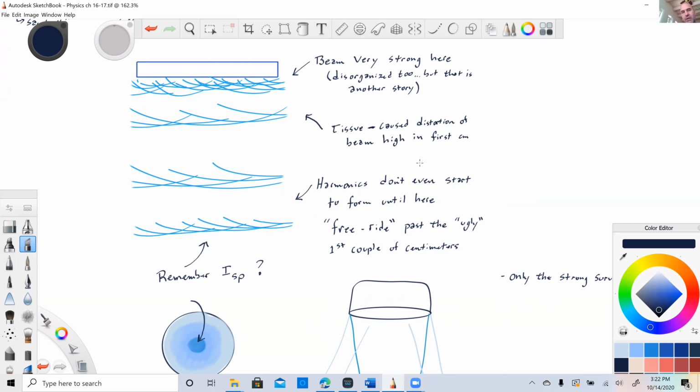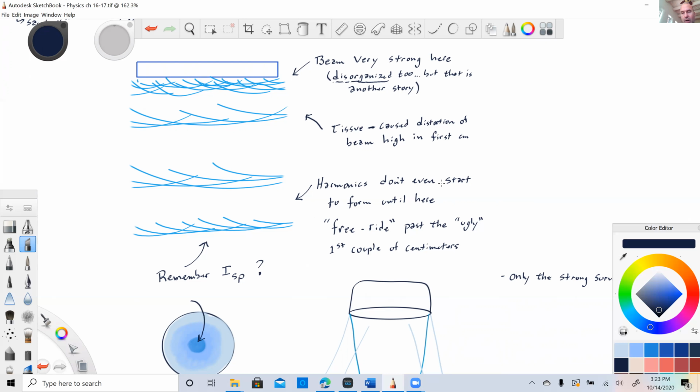It's also disorganized. He doesn't mention that here, but that is part of the issue as well. The beam itself is disorganized. I mean, literally, if you look at the way I've drawn it, it's kind of a mess. And then as it comes down, it cleans up. Well, that's exactly what beams do.